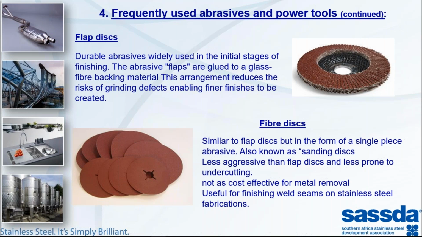So for slightly finer operations, you will use the fiber discs, also known as sanding discs, or here in the Boland as papiertjies. They're less aggressive than flap discs and less prone to undercutting. But when you need to remove material, they are not as cost effective as the flap discs.